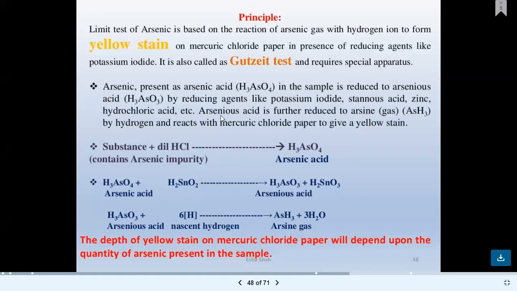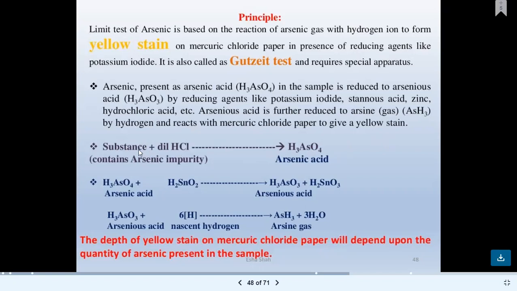The formed arsenious acid is then further reduced to arsine gas by reacting with the nascent hydrogen. This formed arsine gas will then react with the mercuric chloride paper and give the yellow coloration or yellow stain. The depth of the yellow stain on the mercuric chloride paper will depend upon the quantity of arsenic present in the substance. So initially we perform the limit test for arsenic in acidic condition.